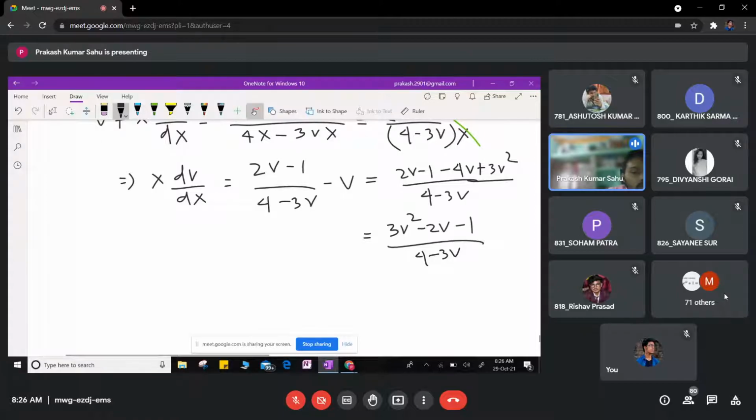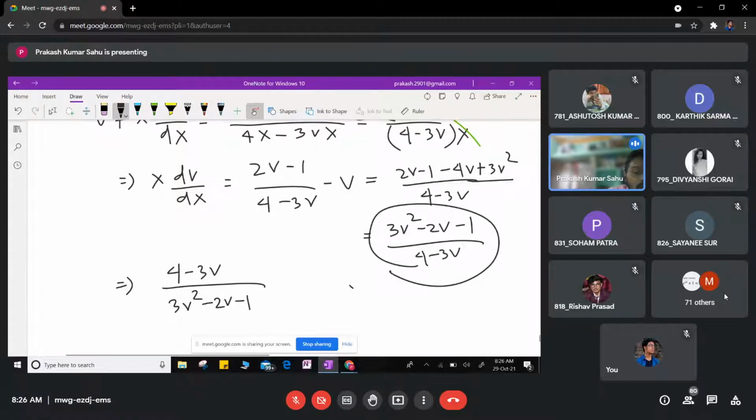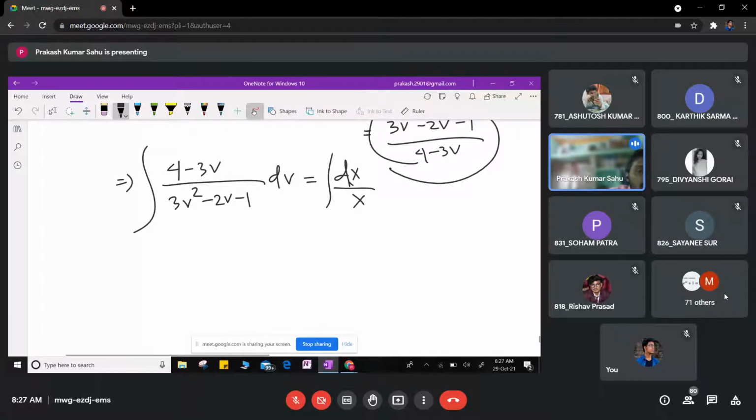So now this is separable. So that implies you can say this is 4 minus 3v divided by 3v square minus 2v minus 1. This total is the v term. So taking it to the left hand side, the reciprocal will come, into dv is equal to, the right side will be dx by x, because x by dx is on the left hand side, taking it to the right hand side, it will be dx by x. So now it is separable only, because we separated the variables. So now you integrate both sides.